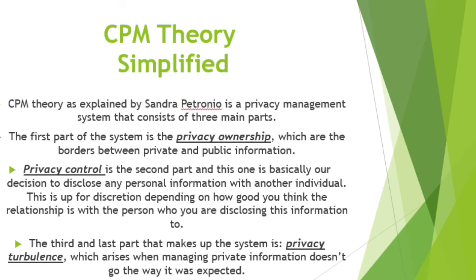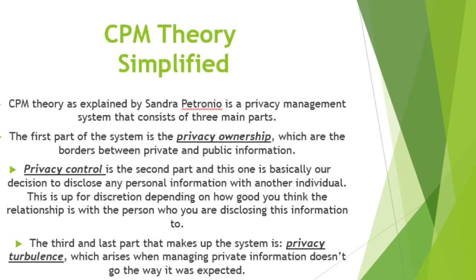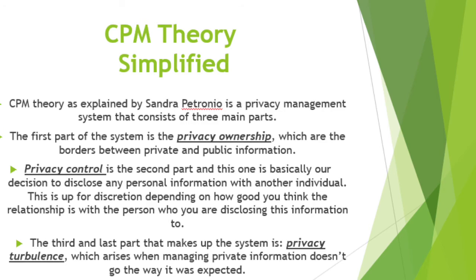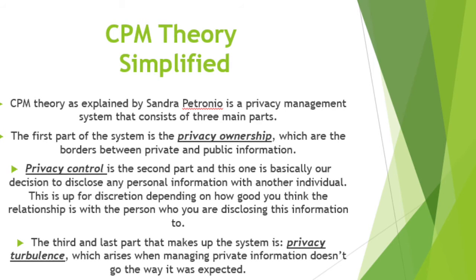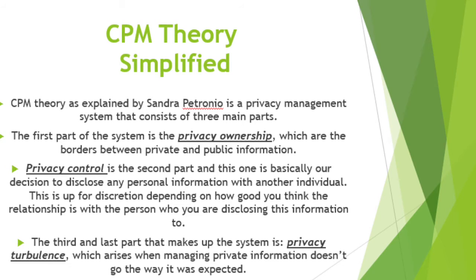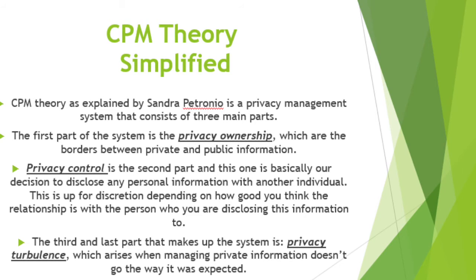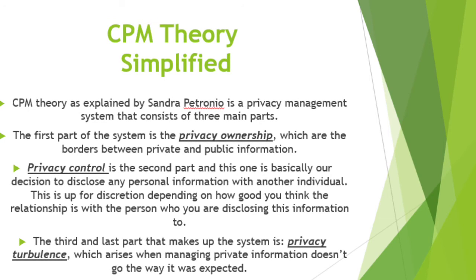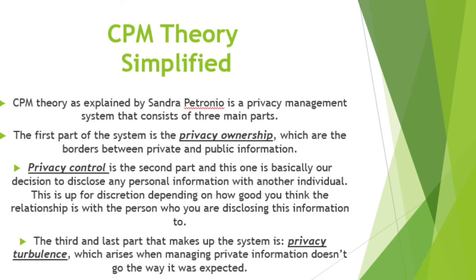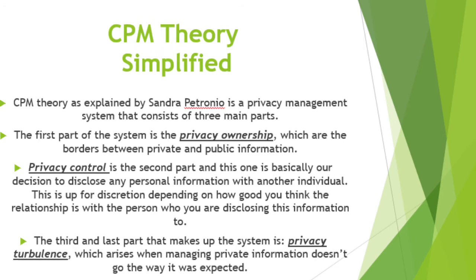The second step is privacy control, and this is basically your decision to disclose your personal information to another individual. Of course, this is up for discretion, depending on how well you think you know that individual and how you think he's going to keep and not disclose that secret.